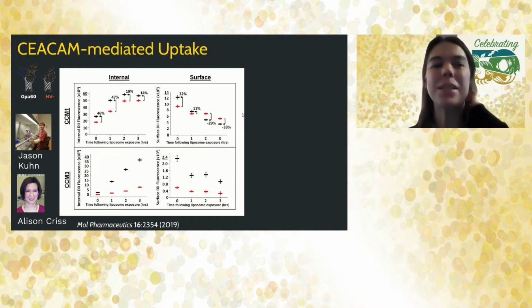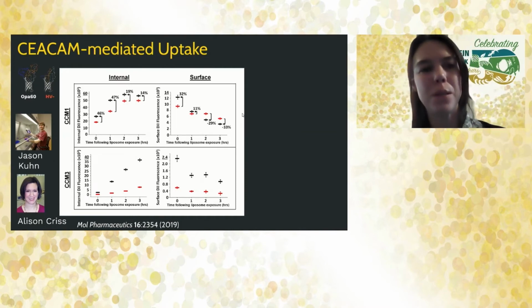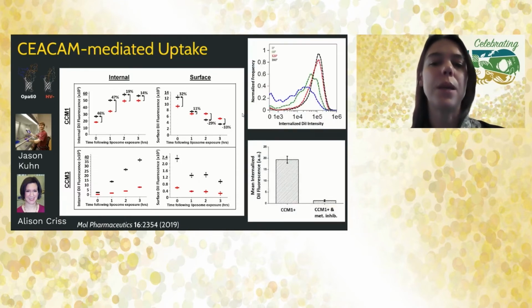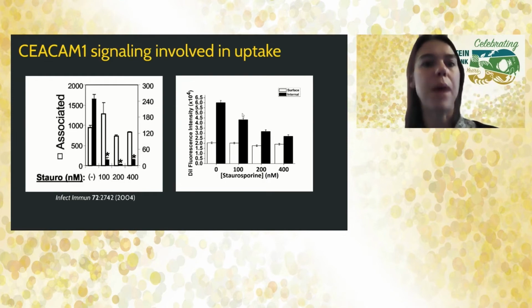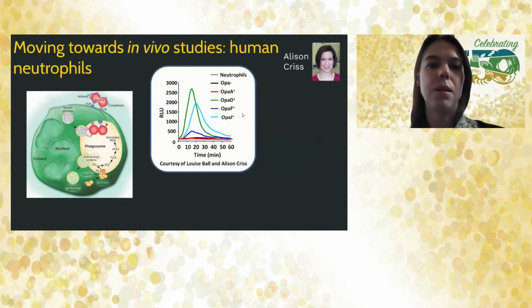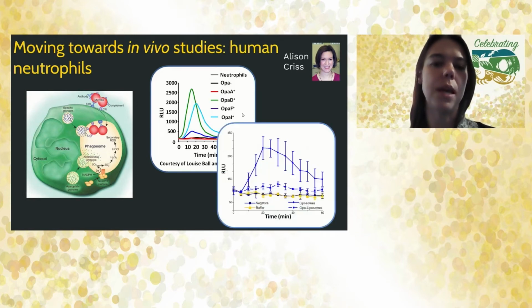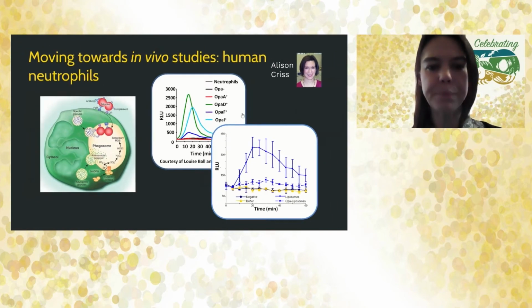And so I'm just going to say functionally, we've reconstituted these Opa proteins into liposomes, and we can characterize their uptake into different cell types, HeLa cells here that are expressing CEACAM. And we can show that those are dependent on the CEACAM signaling pathway. And so we're working on looking at these liposomes both with cell culture, but also in vivo with human neutrophils, and looking at the phenotypes for each of these Opas and monitoring their uptake.